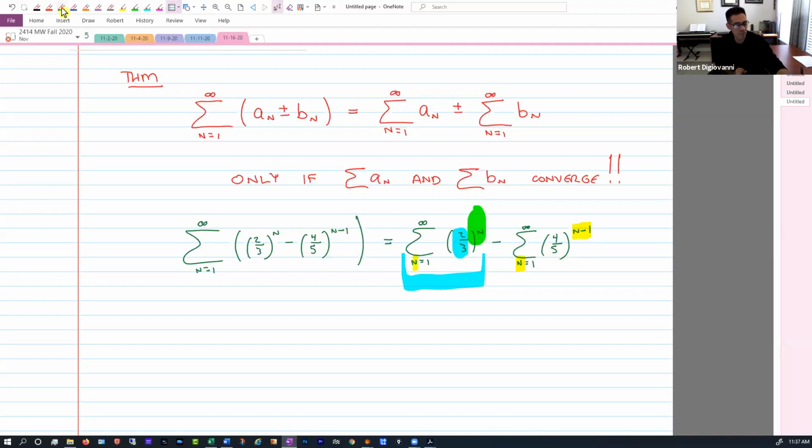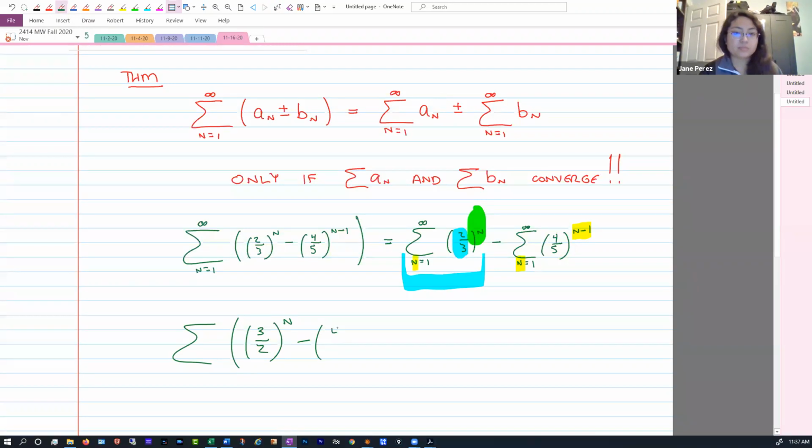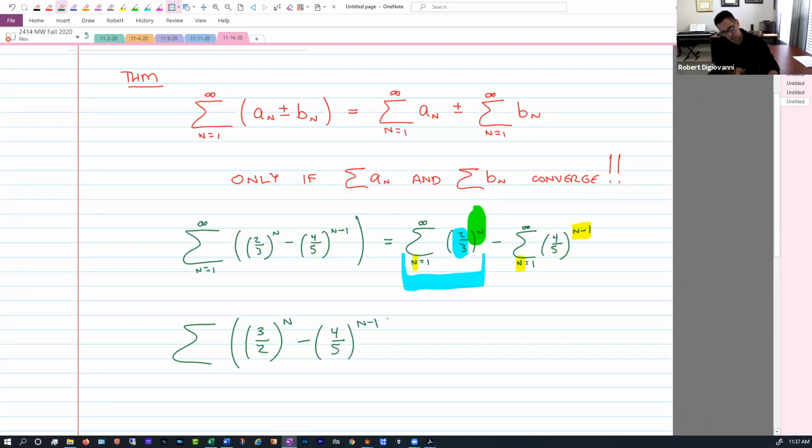Now, had I changed the problem, thank you, Jane, had I changed the problem to 3/2 to the n minus 4/5 to the n minus 1, had I done that instead, could I split it up? No. Why not, Ross? I see you shaking your head there. Because 3/2 is bigger than 1. Yeah, that right there, even though it's geometric, 3/2 is bigger than 1, so it's going to diverge. So if you split it, one of the two will diverge, and that's no good. So you're not allowed to split it. Okay?